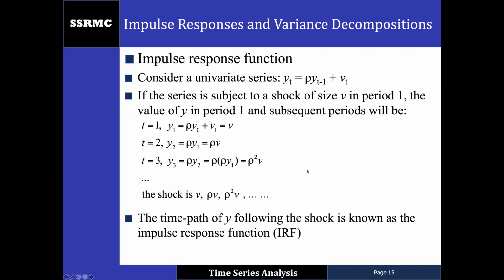Now let's have a look at the impulse response function first. So assume that we have a univariate series, a very simple one, an AR(1) process. If there is a shock of size V in period 1, which means that's the value of v_t when t equals 1, the value of y in period 1 and the subsequent periods will be as follows. In the first period, if the shock is V and we set y_0 to be 0, because for this first period it doesn't really matter, the value will be V.